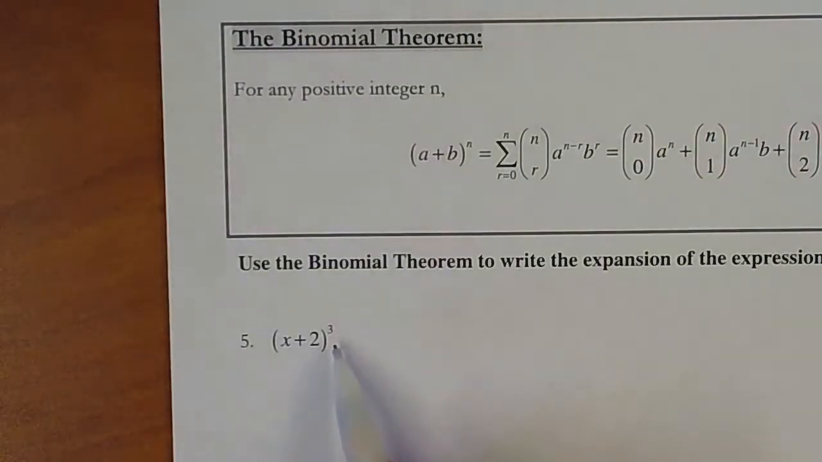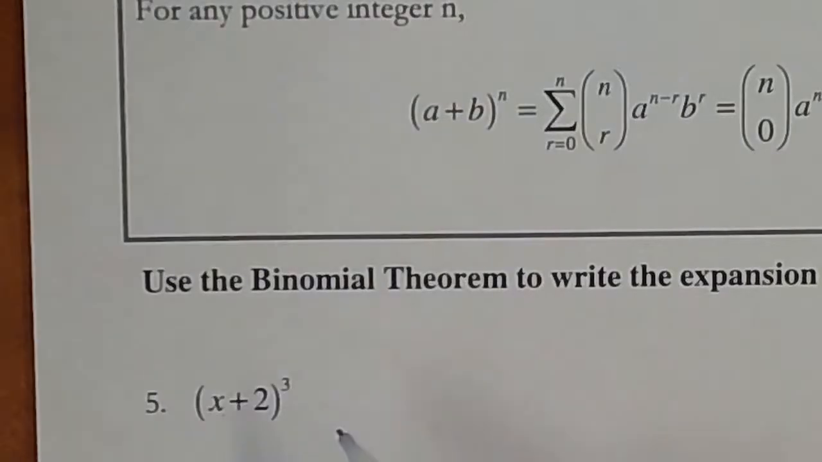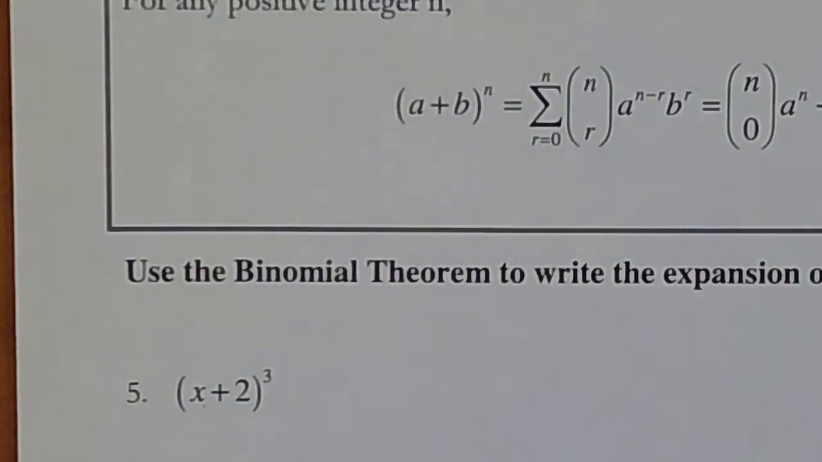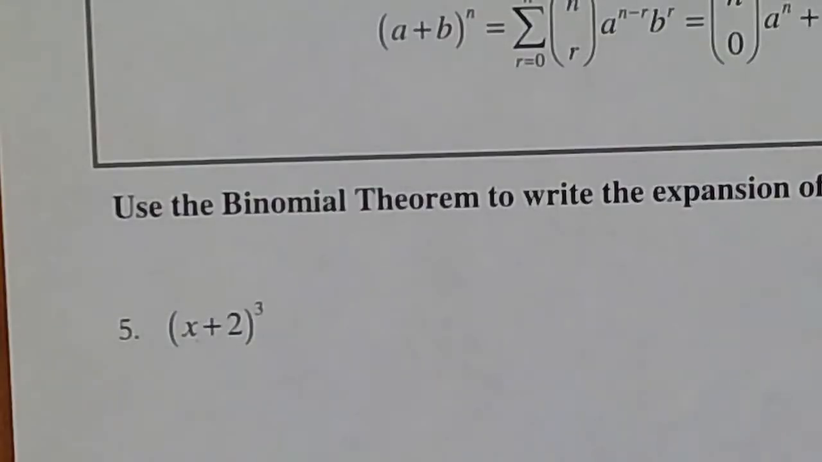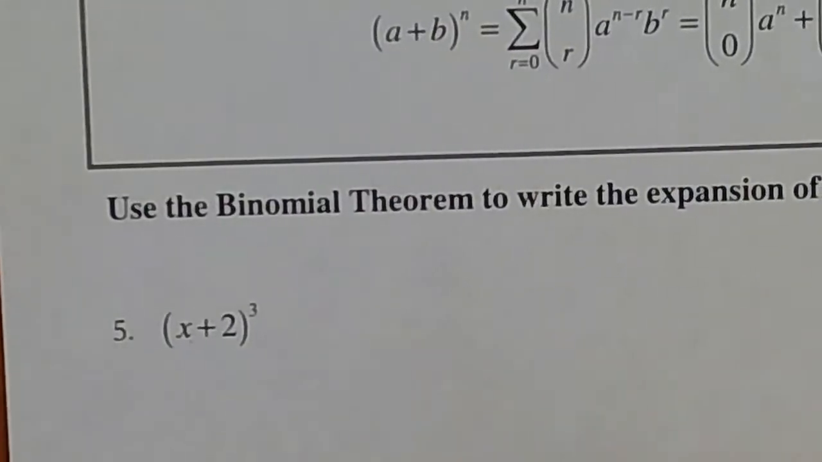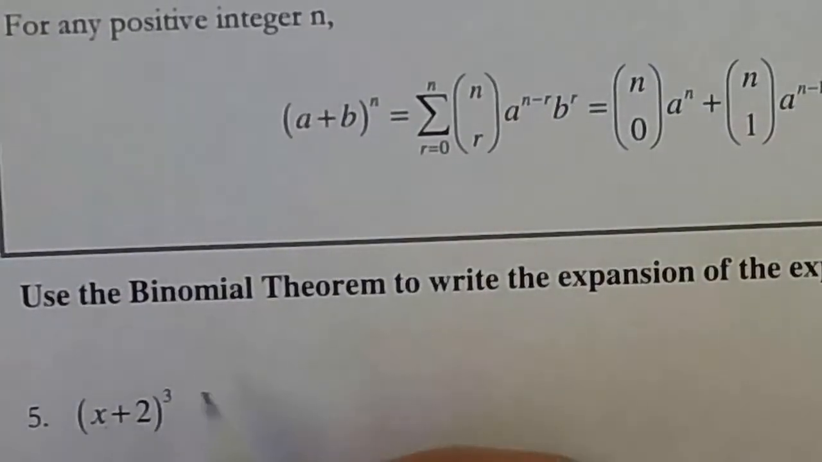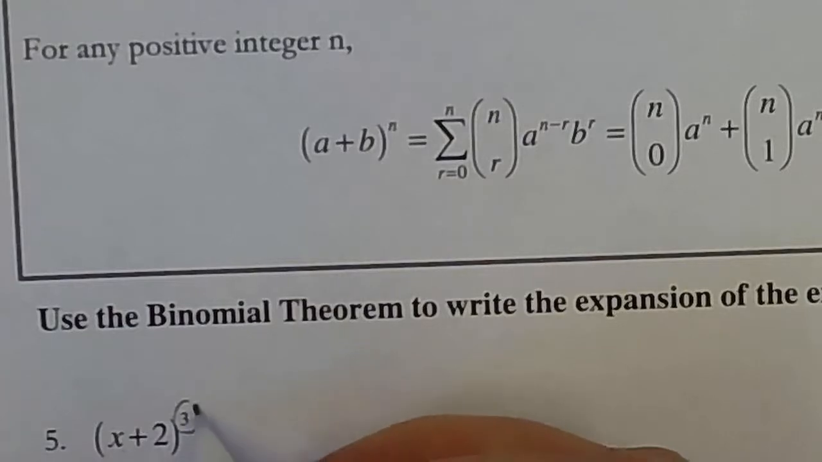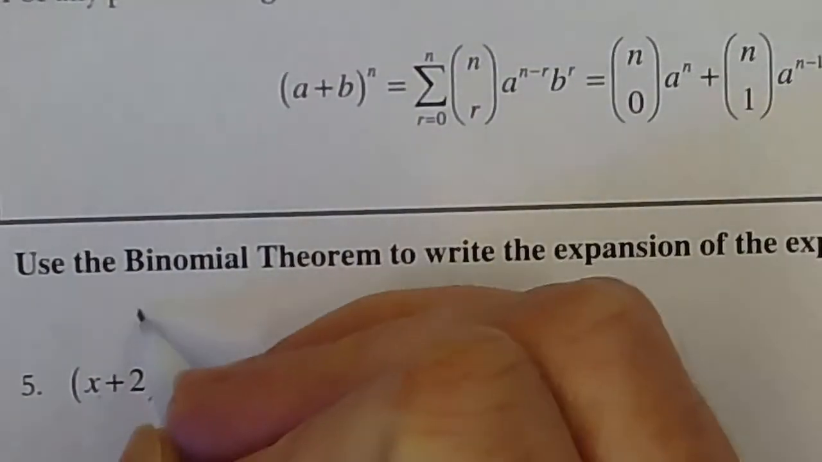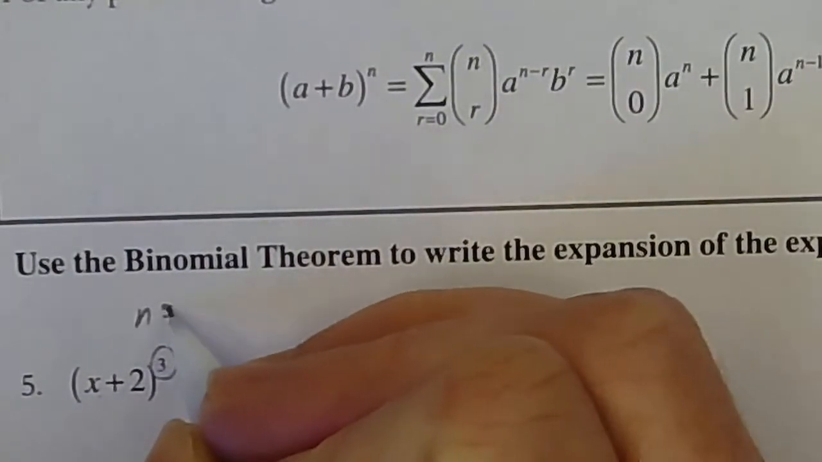We're raising it to the 3rd power. This one we could probably get by with just expanding it and multiplying it the old-fashioned way. But as the exponents get bigger, it gets tougher, and we want the shortcut, okay? All right, so what I want you to realize first in this formula up here is the degree or power is always n. So n equals 3, okay?